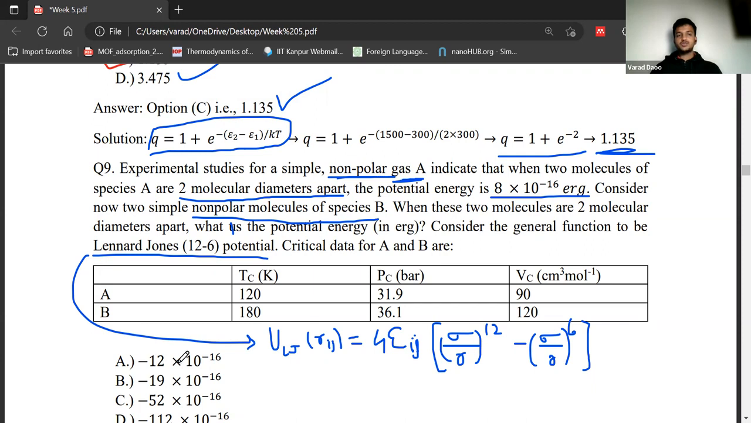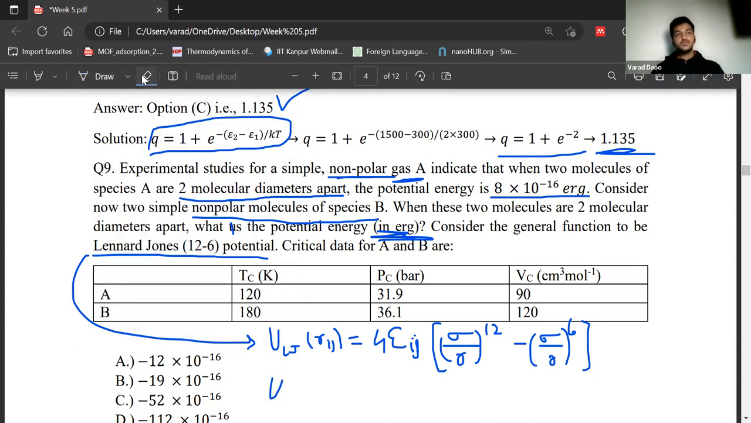These are the options: -12 into 10 to the power -6, or -19 into 10 to the power -16, or -52 into 10 to the power -16, or -112 into 10 to the power -16. The answer will be in ergs, because it is mentioned here as ergs. Use the theory of corresponding states. I'll give you a couple of minutes to solve it.